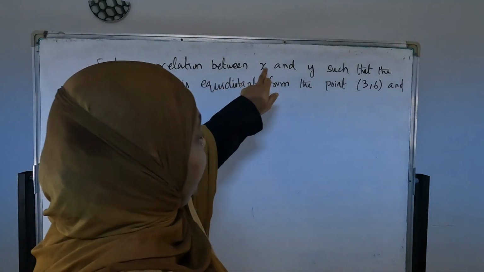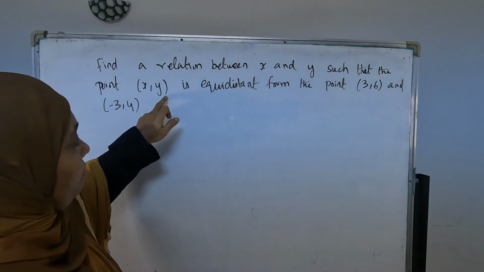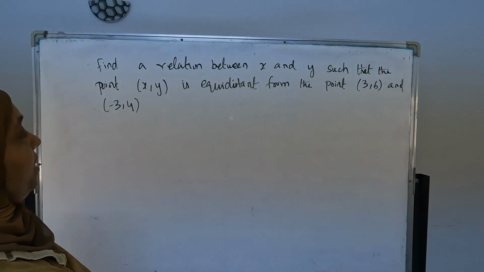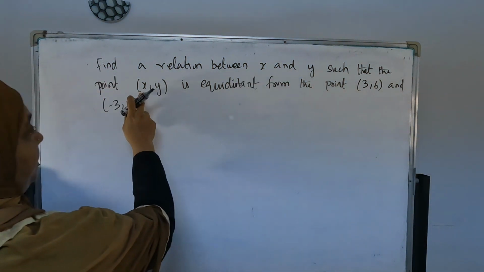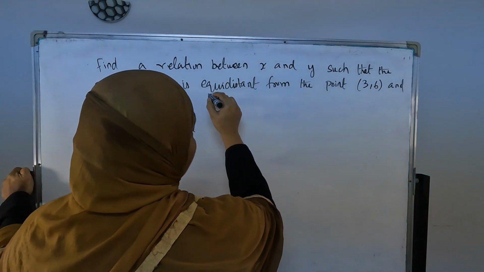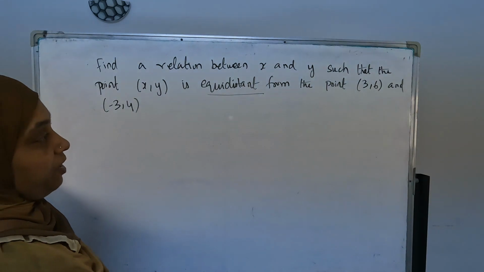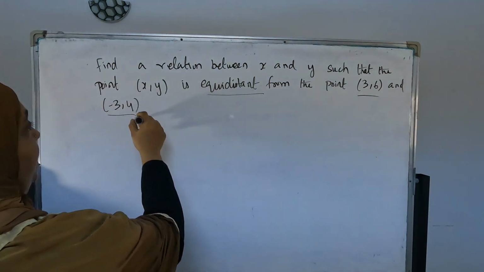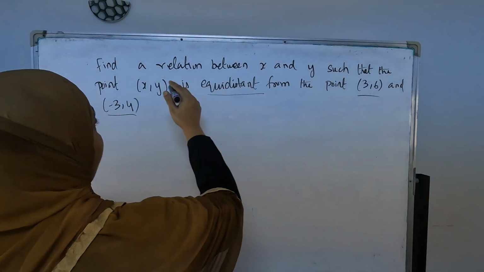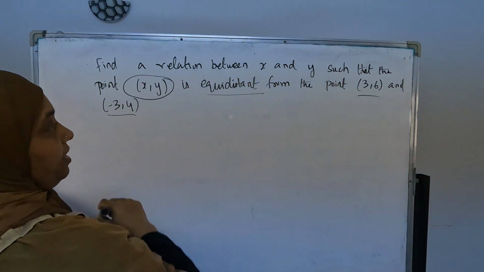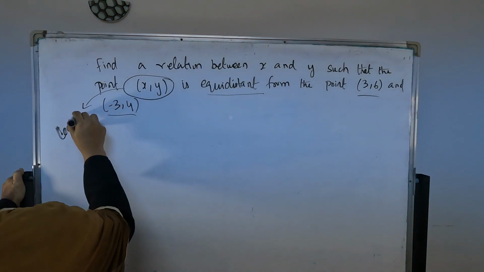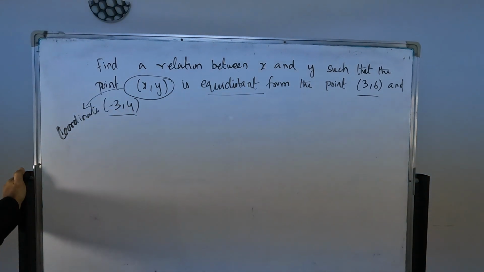Find a relation between x and y such that the point x comma y is equidistant from the point 3 comma 6 and minus 3 comma 4. Relation between x and y, this coordinate relation they are asking. Otherwise they will ask, find the relation between the coordinate. Instead of x comma y they will give us coordinate. Coordinate means x comma y only we have to take.